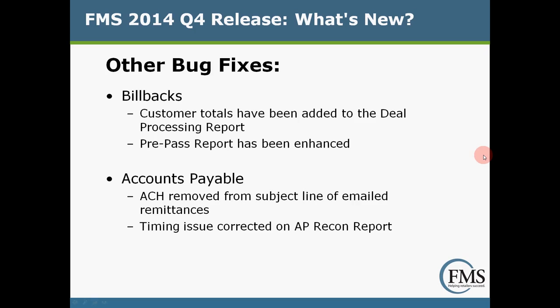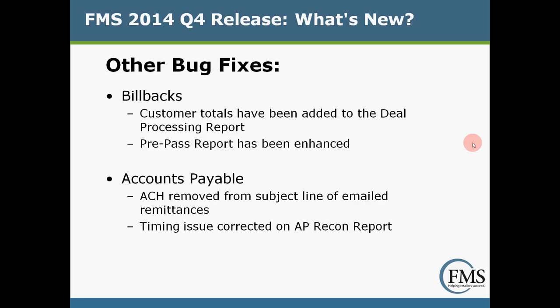And then there's been 3 things on the pre-pass report that's been enhanced. You can check those out in the notes if you're using the billbacks module. Under accounts payable, for ACH emailed remittances, it actually said AP ACH remittance form in the line, but now that we've added updates to allow email for other types of remittances, not just ACH, we've taken the ACH out so that it's accurate information.